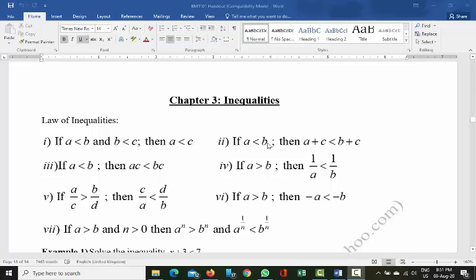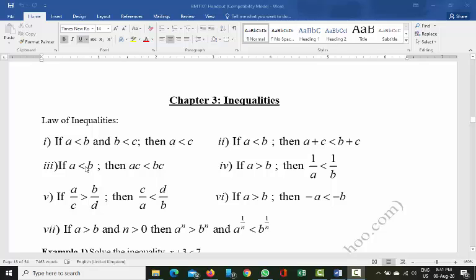Again, if A is smaller than B, in that case A plus C should also be smaller than B plus C, because we are adding the same amount on the left hand side and also on the right hand side. If A is increased by C amount and B is also increased by the same amount, the relationship will not change.